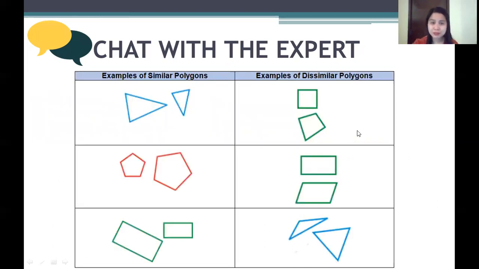Here are examples of similar polygons. A small triangle and a big triangle, a small pentagon and a big pentagon, and two rectangles. While these are examples of dissimilar polygons. They have different shapes, or the same shape, but the sides are not proportional and the angles are not equal. So they are not similar.